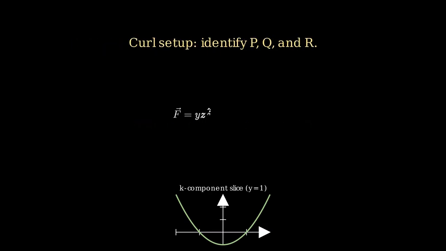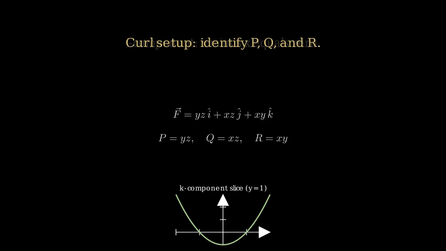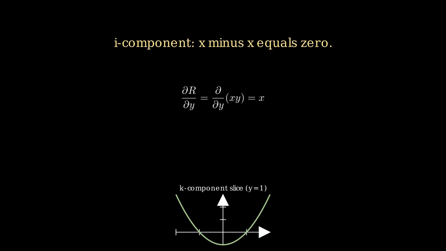Question 2. Curl. Take f equals yz i hat plus xz j hat plus xy k hat, so p equals yz, q equals xz, and r equals xy. For the i component, we need partial of r with respect to y minus partial of q with respect to z. Partial of r, which is xy, with respect to y. X is held constant. Y differentiates to 1, giving x.